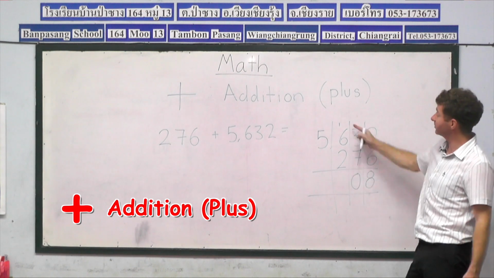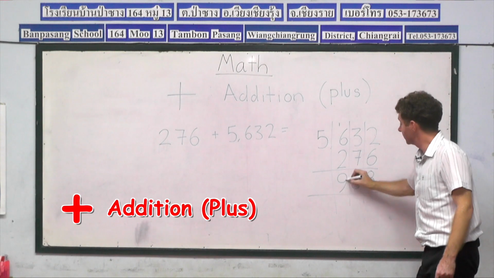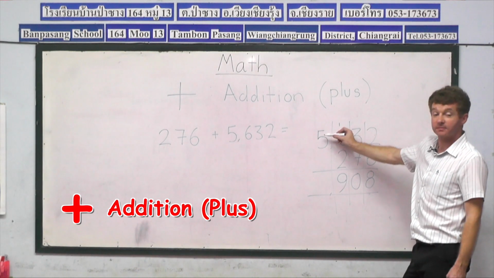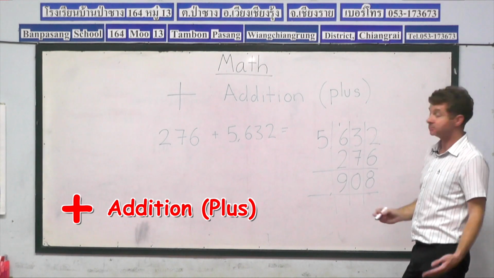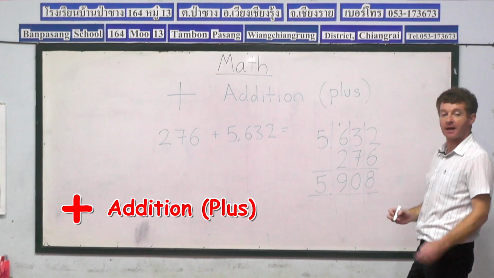6 plus 2 equals 8. Plus the 1 we've carried over, 9. And then we come to the thousands column. Now 5, is there anything to plus with? No. So we just write the 5 in the thousands column.